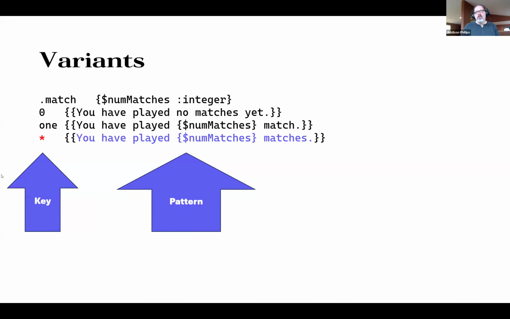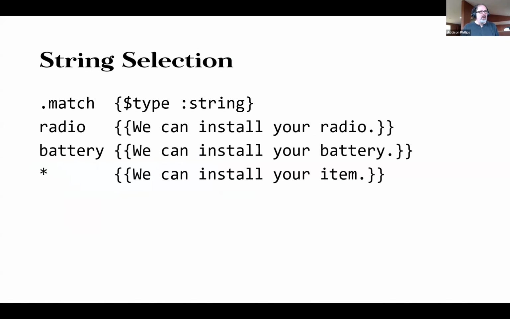Okay, so each one of these lines in the example is what we call a variant. Each variant has a key or a list of keys, actually, and then the pattern. And there's more than one kind of matcher. I showed you integer. There's also number. There's a string matcher, which works like select format in MF1.